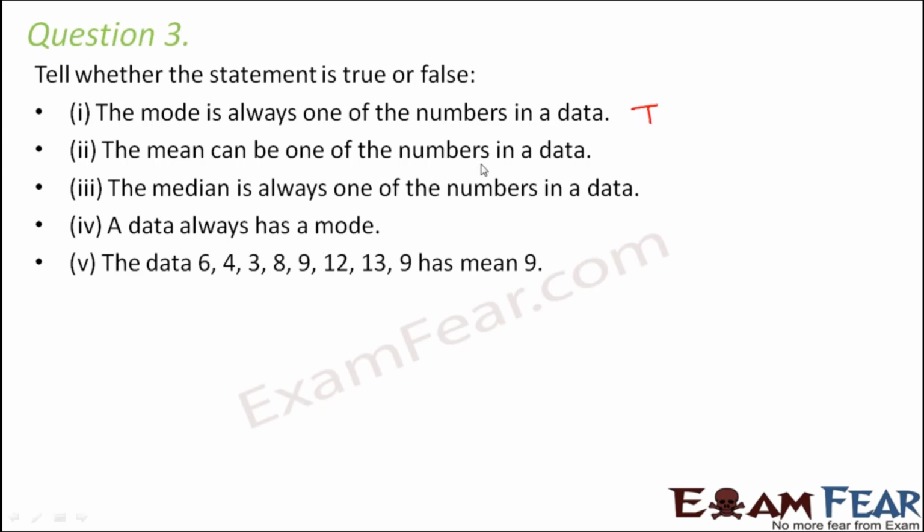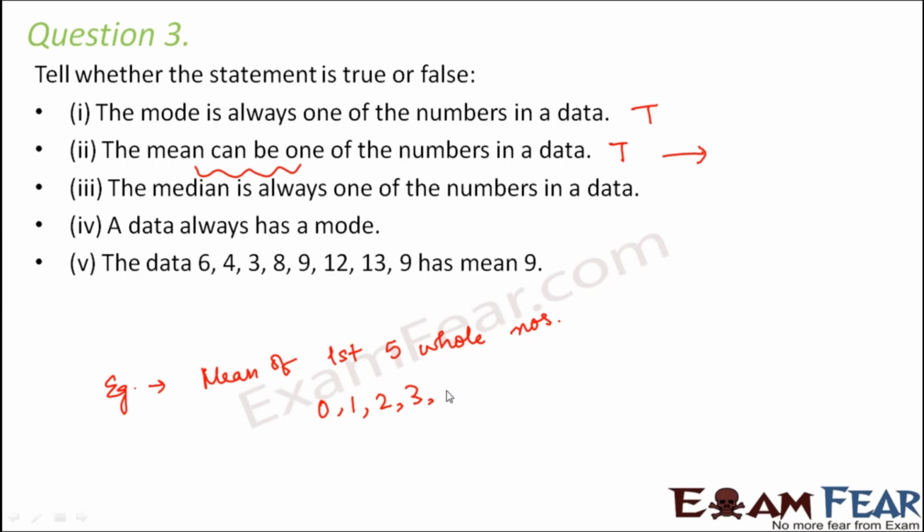Mean can be one of the numbers in a data. Well, yes, it can be, but it is not necessary that mean is always one of the numbers. In some cases it might be. So let me give you an example. Let's take the example of the mean of the first 5 whole numbers. You remember we calculated this some time back. So what are the first 5 whole numbers? 0, 1, 2, 3 and 4.